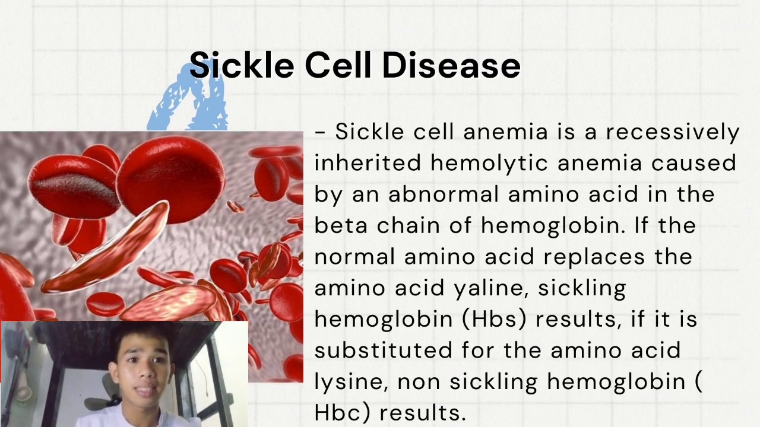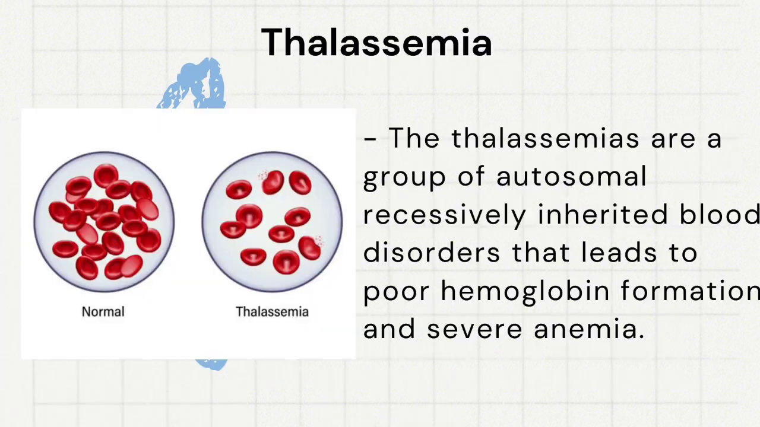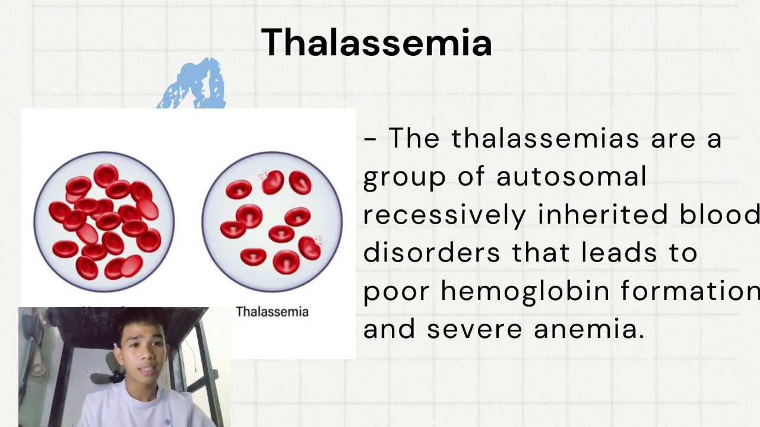So sickle cell disease or sickle cell anemia is a recessively inherited hemolytic anemia caused by an abnormal amino acid in the beta chain of hemoglobin. The normal amino acid, alanine, is replaced, and sickling hemoglobin results; when it is substituted by the amino acid lysine, non-sickling hemoglobin results. So next is the thalassemia. The thalassemias are a group of autosomal recessively inherited blood disorders that lead to poor hemoglobin formation and severe anemia.